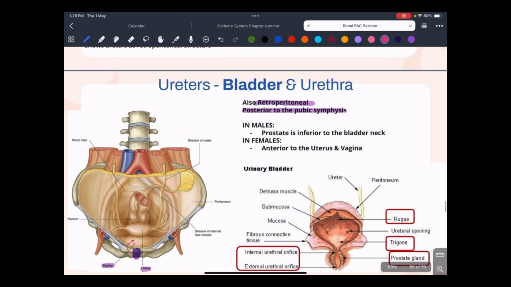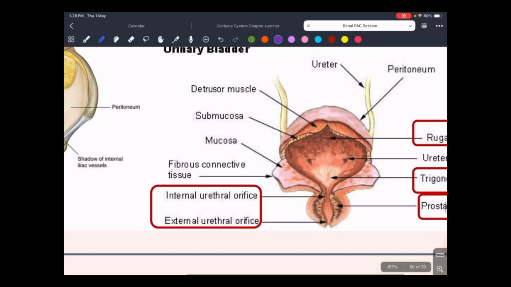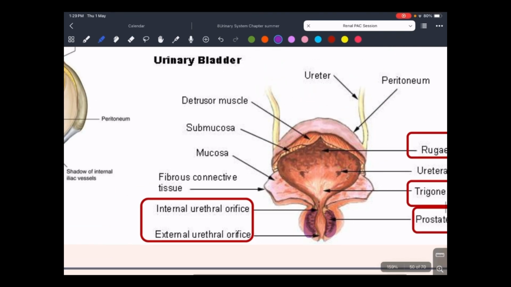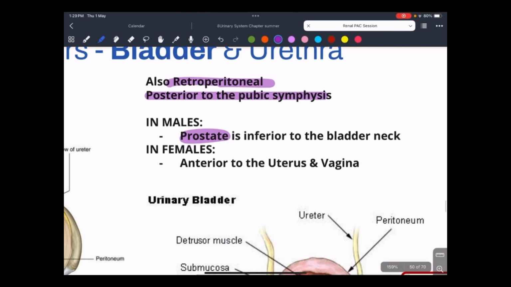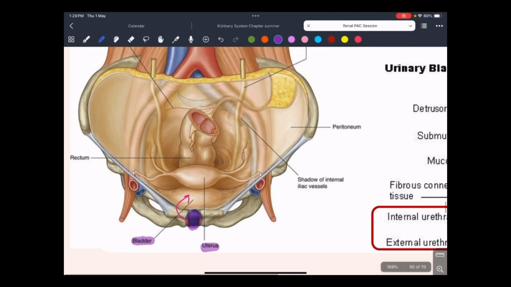Of course, this differs in males and females, okay? In males, inferior to the bladder is the prostate. And this is very, very important, okay? Inferior to the bladder neck is the prostate. We can look here. This is the bladder neck, otherwise known as the internal urethral orifice. And this structure here is the prostate, which is in males. I'll tell you why it's important in a second. In females, it is anterior to the uterus and to the vagina. Again, you can remember this photo. This is the uterus right here, so it's in front of it, right? Anterior to the uterus and posterior to the pubic symphysis.